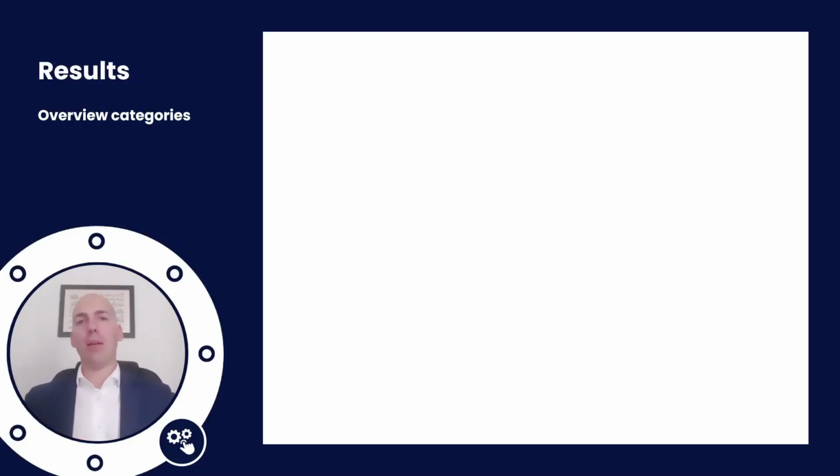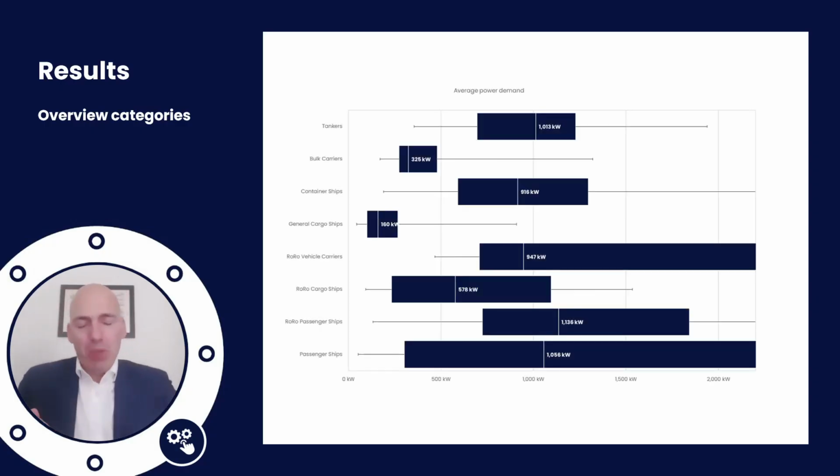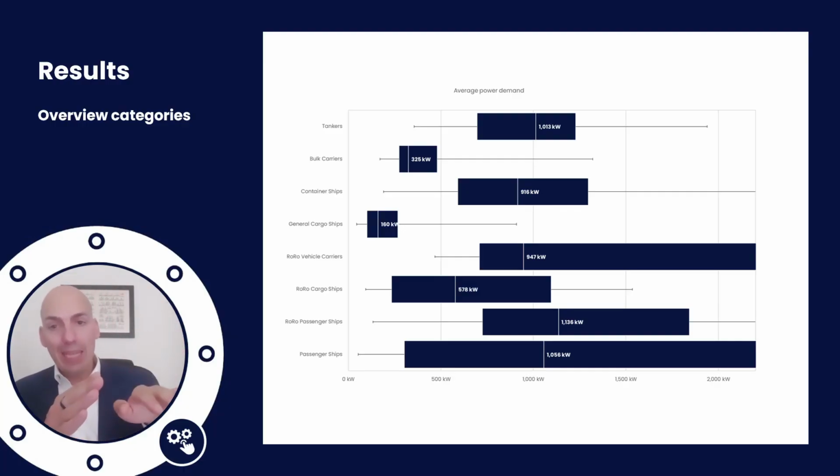Let's start with a box plot overview of some of the categories. I like box plots. I don't know why. It's maybe because I worked with them in the past when I did some statistical analysis, but it gives me a lot of information and confidence. So here we have the average power demand box plots. On the y-axis we see these different categories that we discussed, so tankers, bulk carriers, all the way down to passenger ships, and on the x-axis we have the power demand itself.